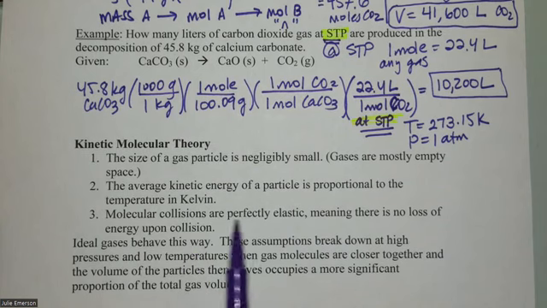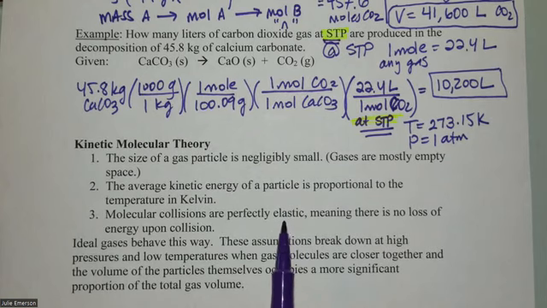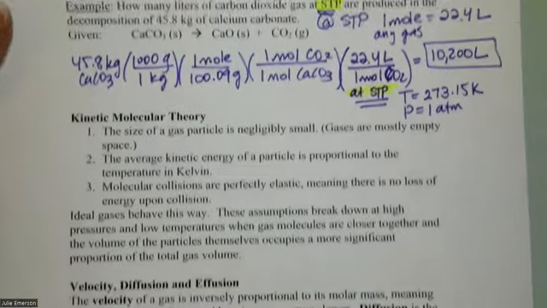Molecular collisions are perfectly elastic. I talked about that a little bit on Thursday. That just means that as those particles collide, they don't lose any energy. So if you think about two cars colliding, they come to a stop. Gas particles, they just keep on moving. They don't have any attraction or repulsion from each other. So no energy is lost or gained from that collision. They just keep bouncing and bouncing and bouncing. All right, so ideal gases behave that way.